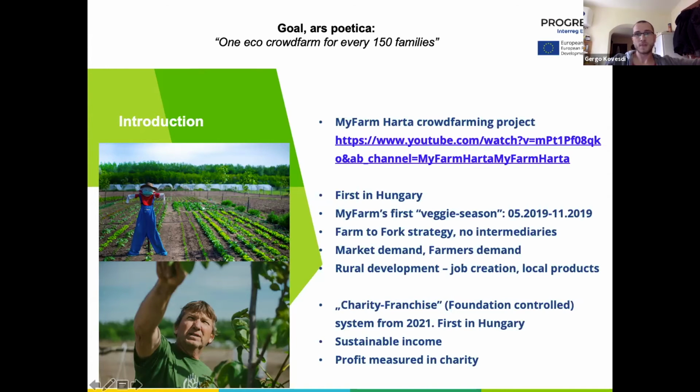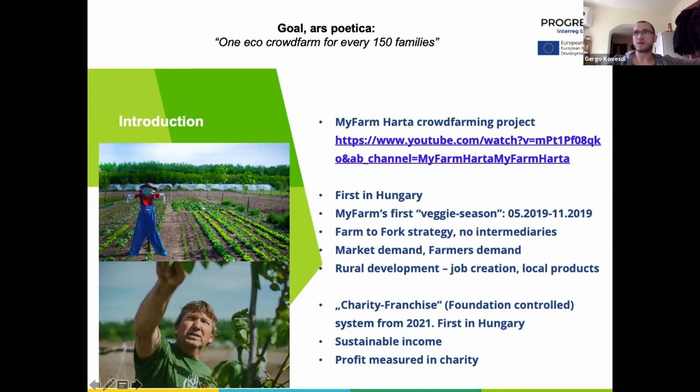farming system. It is very important that the My Farm community-supported agriculture, this crowd farming system, has a farm-to-fork strategy with no intermediaries, and there is a big market demand and farmers' demand to reach the consumers, and that's why we developed it. Some other interesting, important features: rural development, job creation, local products, and sustainable income.